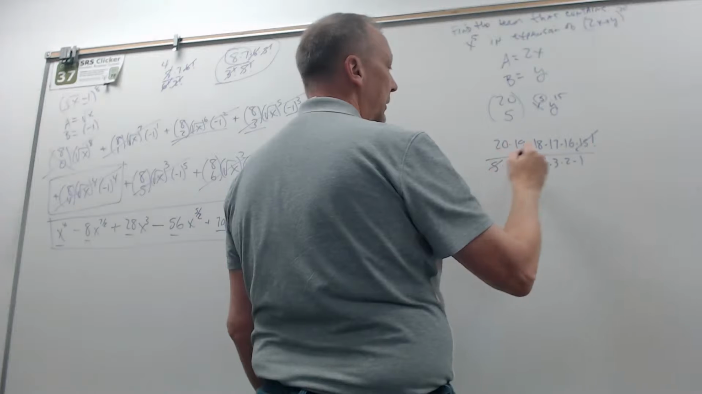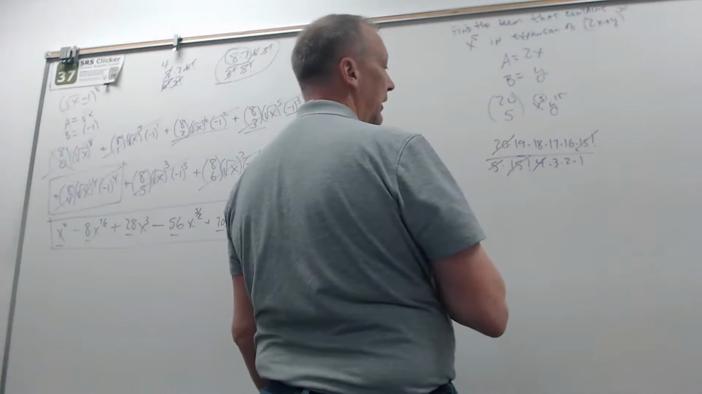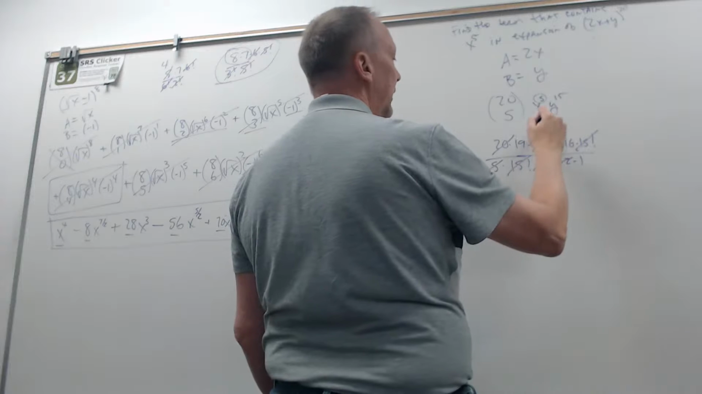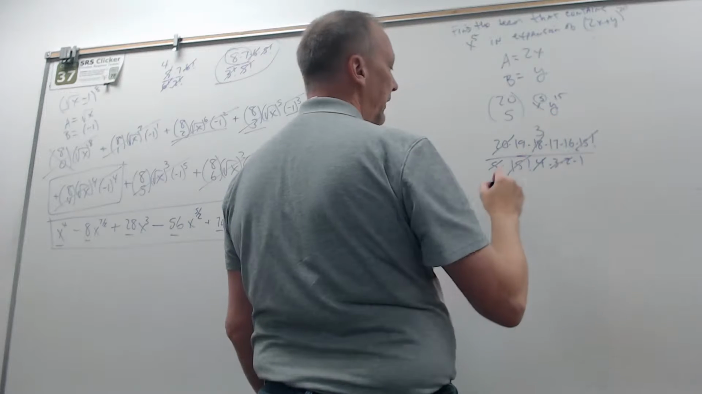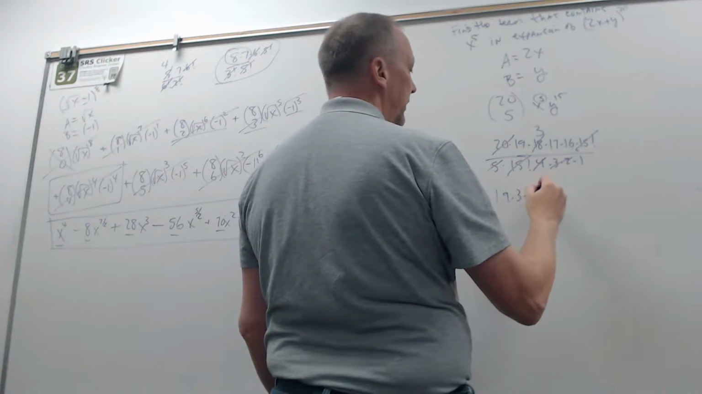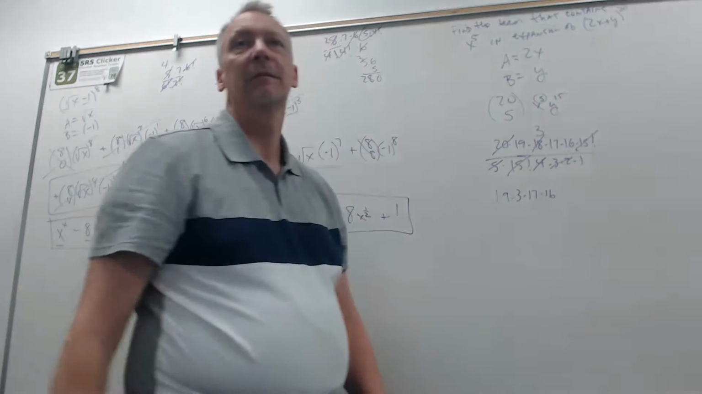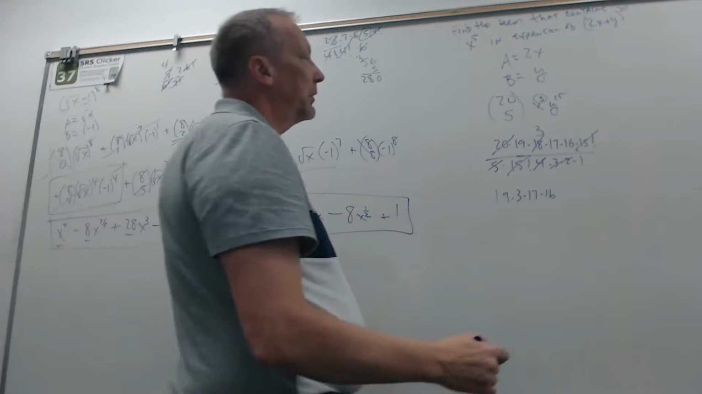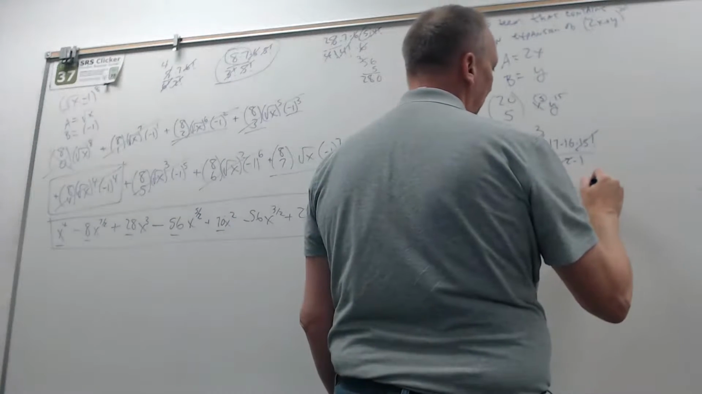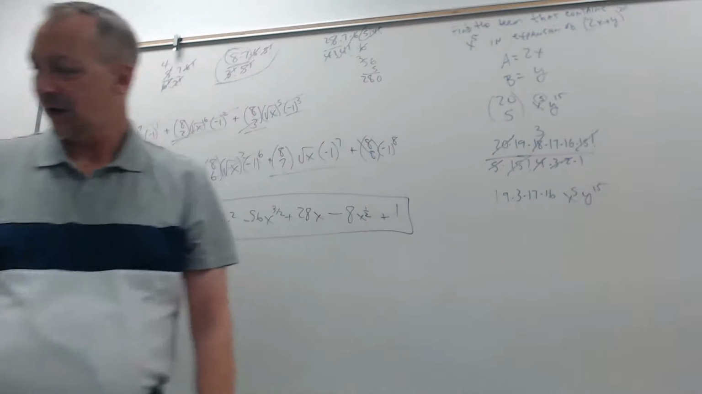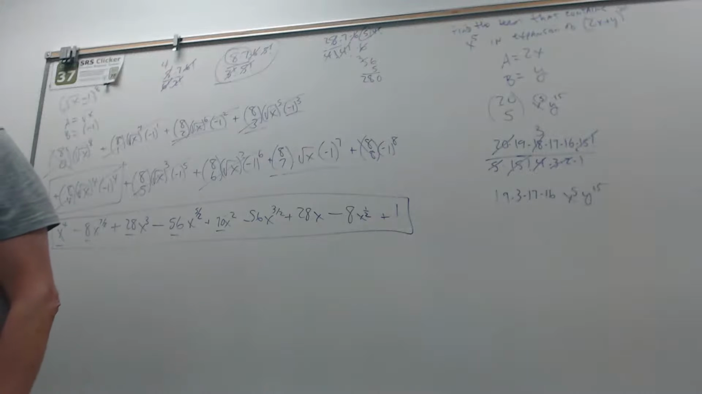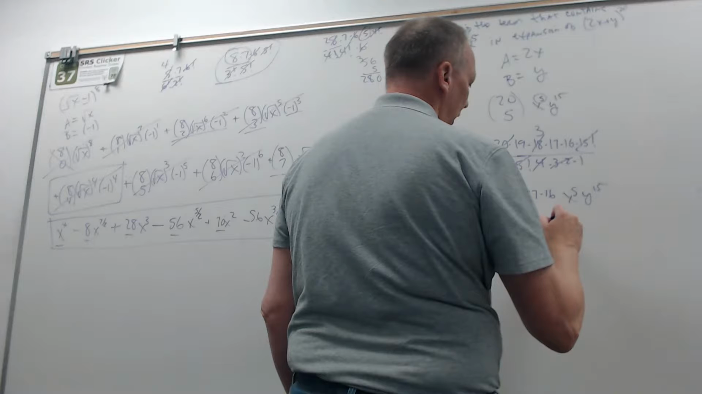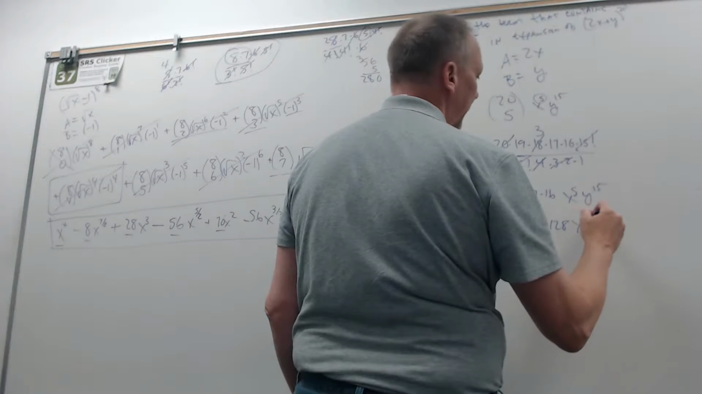5 times 4 is 20. 3 times 2 is 6. 6 goes into 18 3 times. So I'm left with 19 times 3 times 17 times 16, over 1. Which you can plug into your calculator, and you will get, theoretically, a mere 496,128 x to the 5th, y to the 15th.